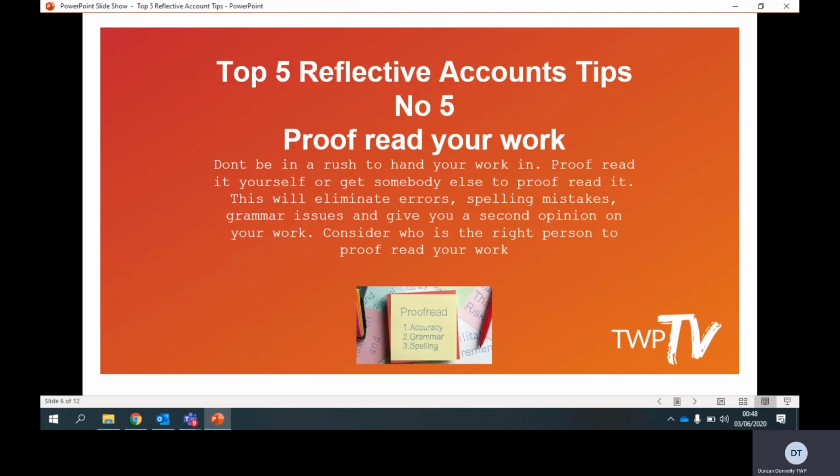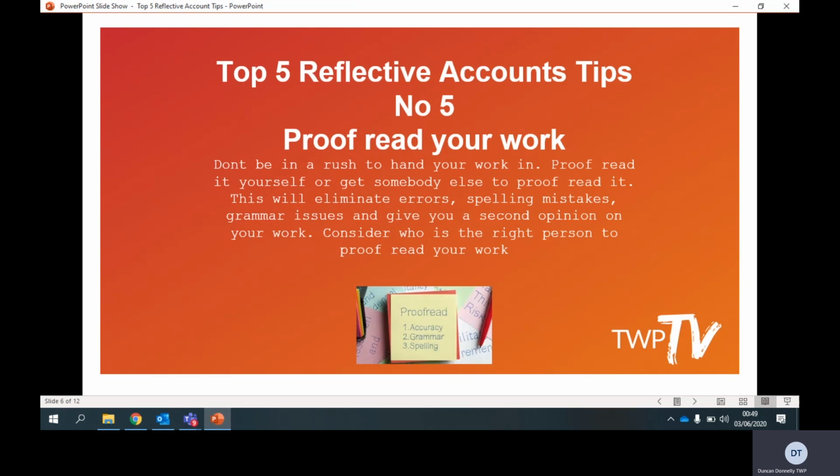So here we go. Top 5 reflective account tips. I'm going to start at number 5. So number 5 is proofread your work. Right? Don't be in a rush to hand your work in. Proofread it yourself, or get somebody else to proofread it. Right? That'll eliminate errors, spelling mistakes, grammar issues, and give you a valuable second opinion on your work.